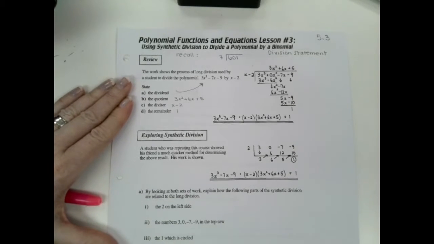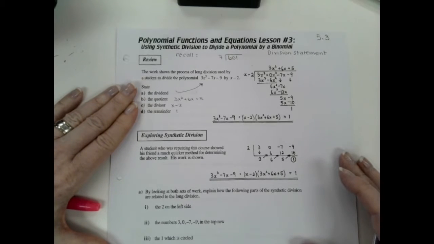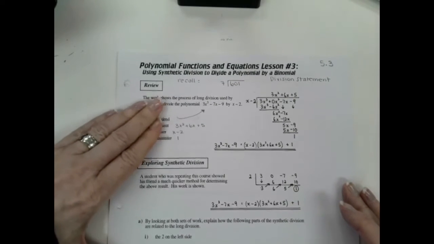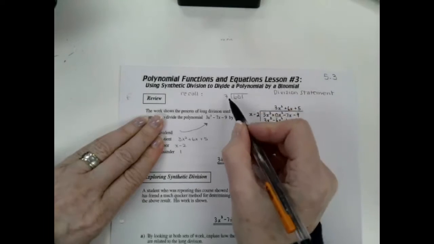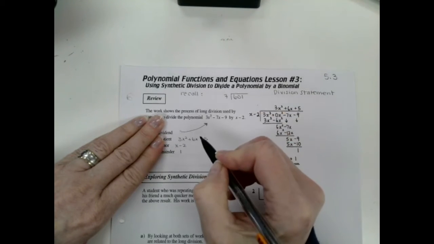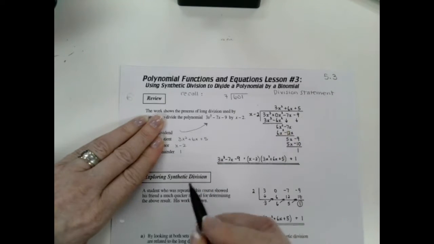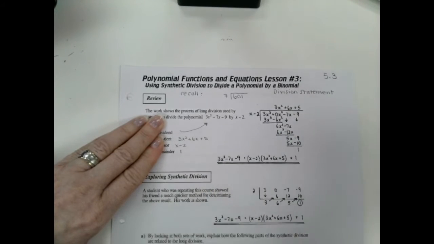Hi everyone, this is 5.3, so we learn how to use synthetic division to divide a polynomial by a binomial. If we recall from about grade 5 how to use long division, then we will be able to use that same process as we use long division with polynomials, and then the shorter version, which is synthetic division.